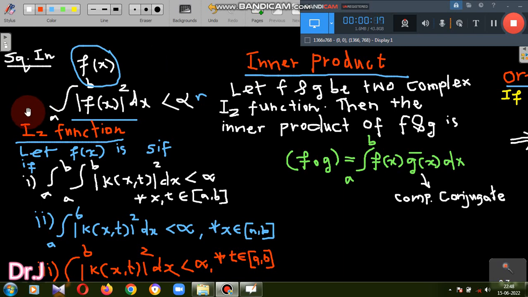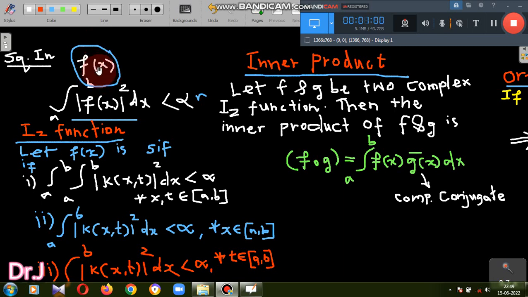In Unit 5, the first definition is a square integrable function. What is a square integrable function? Let f of x be a function. Suppose you take the absolute value of f of x, square it, and then integrate from a to b with respect to x. If this total value is less than infinity, then this function is called square integrable.